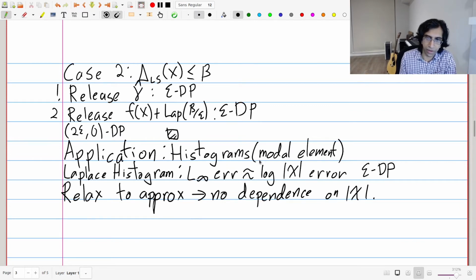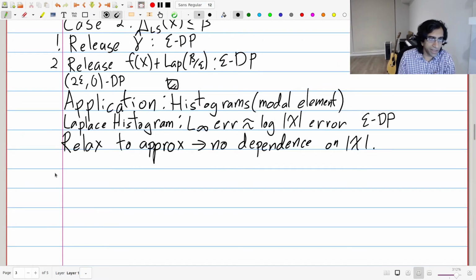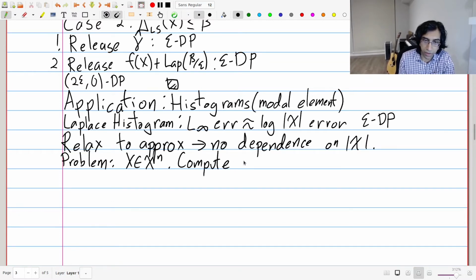And like I said before, you might suspect that this is also due to the fact that we're going to be considering a simpler problem, but in fact that's not the case, and I'll tell you that a similar theorem holds afterwards for even the case where we want to estimate all of the quantities up to some additive error. Okay, so this is the problem we're going to look at. We have a data set x, which is in the domain X to the n. And we want to compute the most frequent element, which is, like I said, the mode.